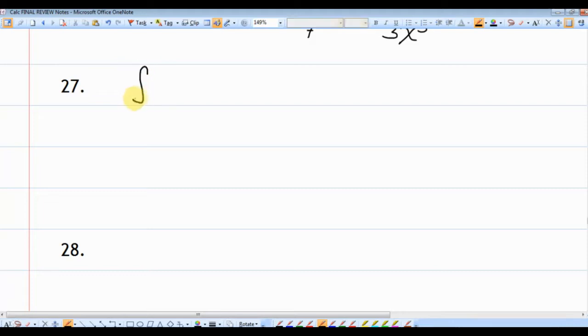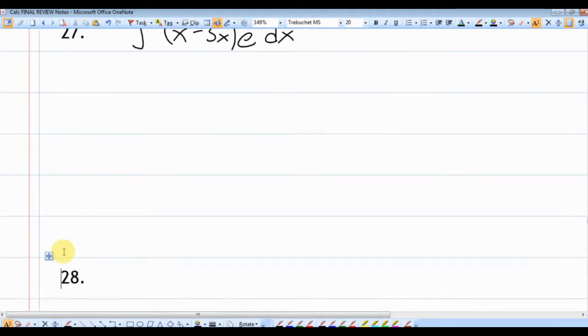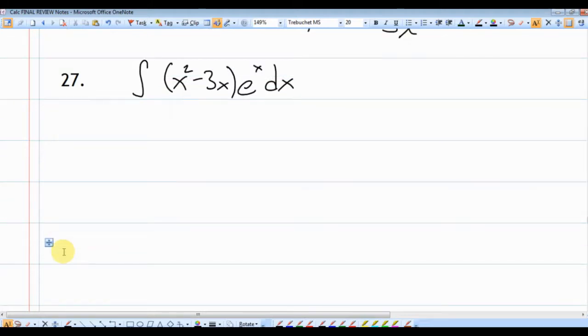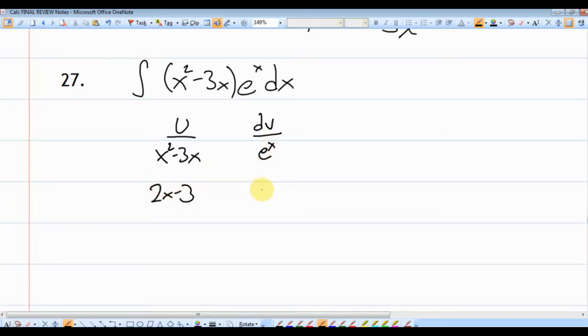We're going to integrate x squared minus 3x. Now this is a little weird for the tabular integration, a tiny bit strange, but that's okay, it can still work. Any thoughts on u? x squared minus 3x. Good. 2x minus 3, e to the x. Then 2, e to the x. Then 0, e to the x.